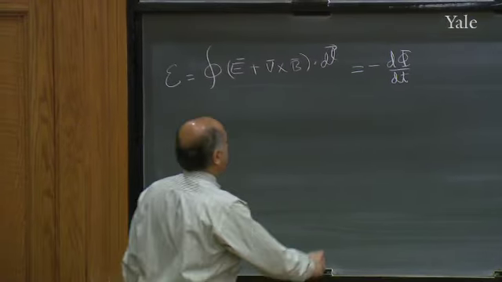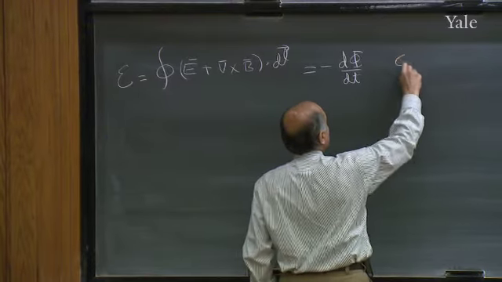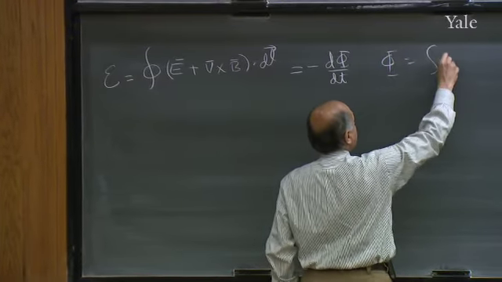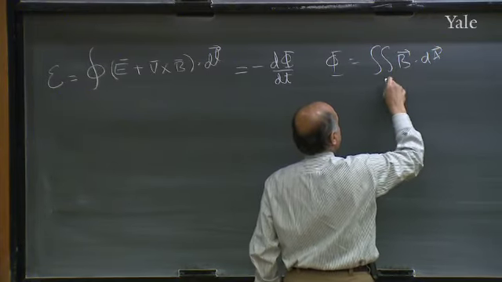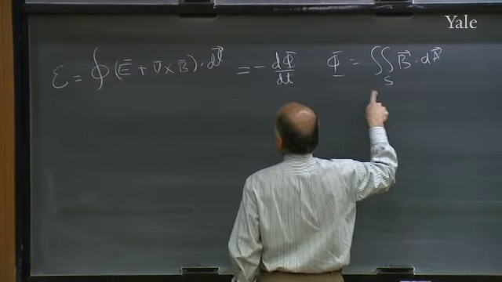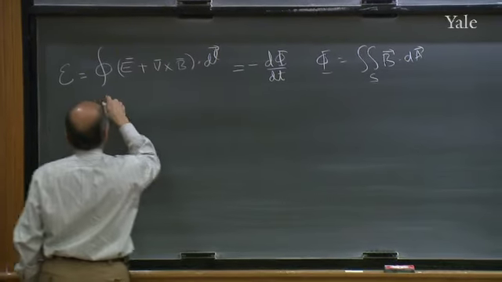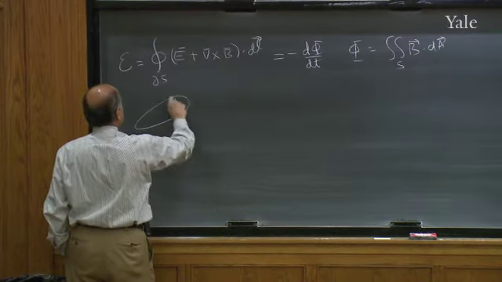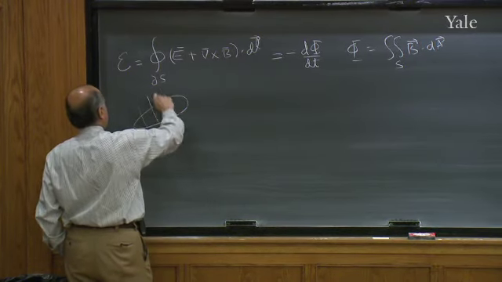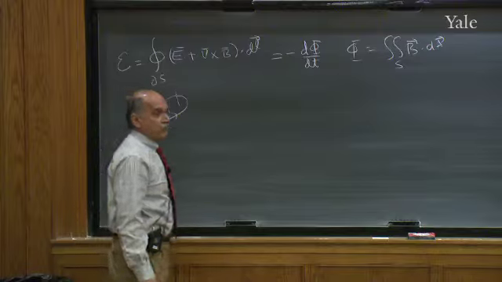And the flux is defined as follows. The flux is just the integral of the magnetic field over an area whose boundary is this loop. So this loop is the boundary of that. If you have a loop, then there is some flux coming out of it. You integrate that and you take the rate of change.